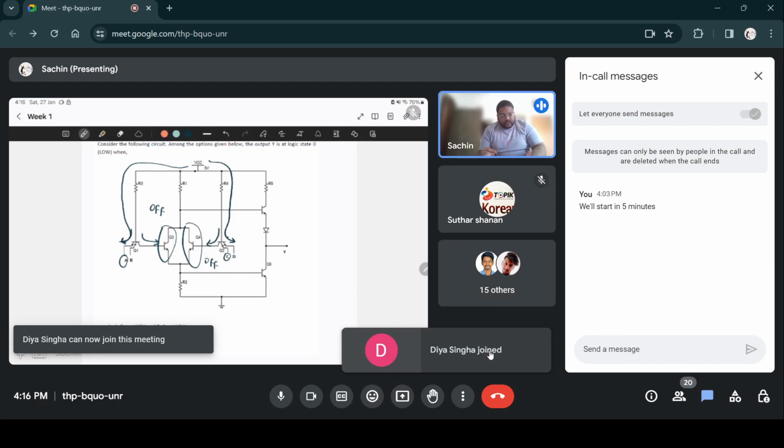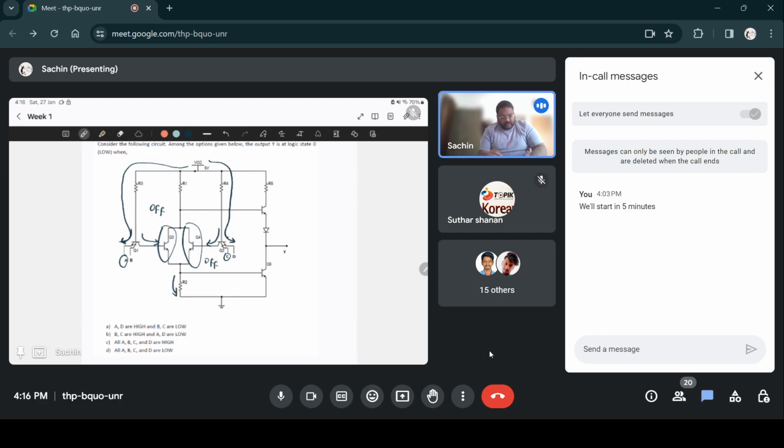When both Q3 and Q4 are off, no current will flow through R2, so there's no voltage drop across R2. That means there's no voltage drop across this base emitter junction, which means Q6 is also off. And since Q3 and Q4 are off, there will be some drop across R1, but the remaining VCC voltage will appear across this base emitter junction. So this transistor will be on.